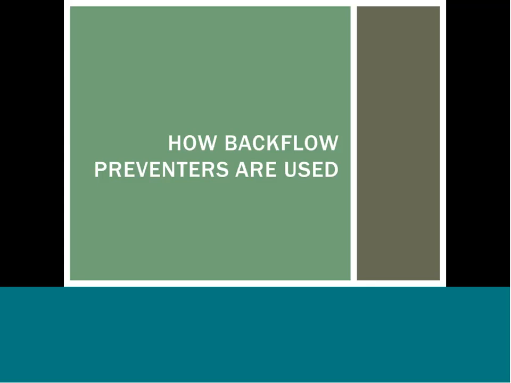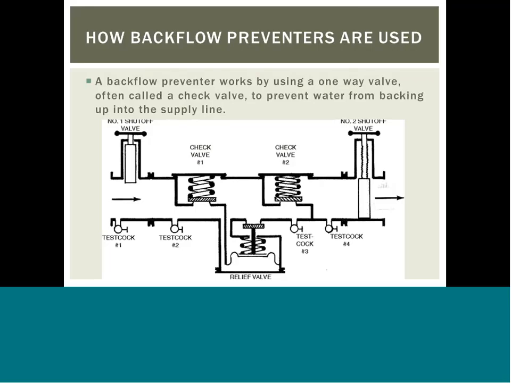Next, we will review backflow preventers and how they are used. Basically, it only allows water to flow through the valve in one direction. When no supply is present, the valve automatically closes so that water on the other or downstream side of the valve cannot pass through the valve and contaminate the potable supply line.